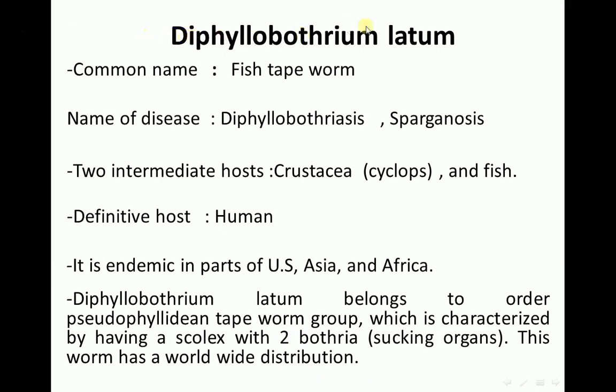The other parasite is Diphyllobothrium latum. It belongs to order Pseudophyllidea. Common name, fish tapeworm. Name of disease, diphyllobothriasis or sparganosis. It needs two intermediate hosts: the first intermediate host, Crustacea, Cyclops, and the second intermediate host, fish, while the definitive host is human. It is endemic in parts of the United States, Asia, and Africa. This parasite belongs to order Pseudophyllidea tapeworm group, which is characterized by having a scolex with two bothria.